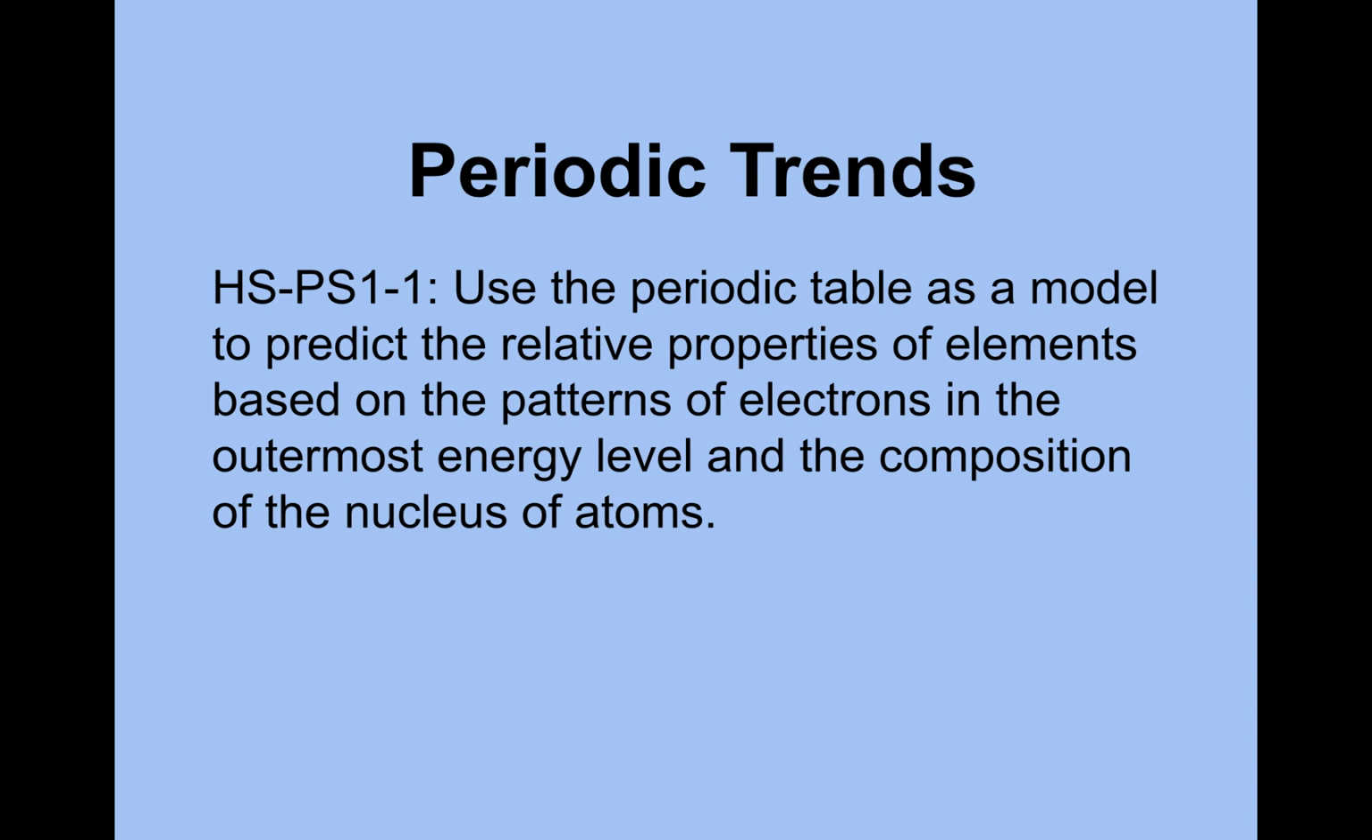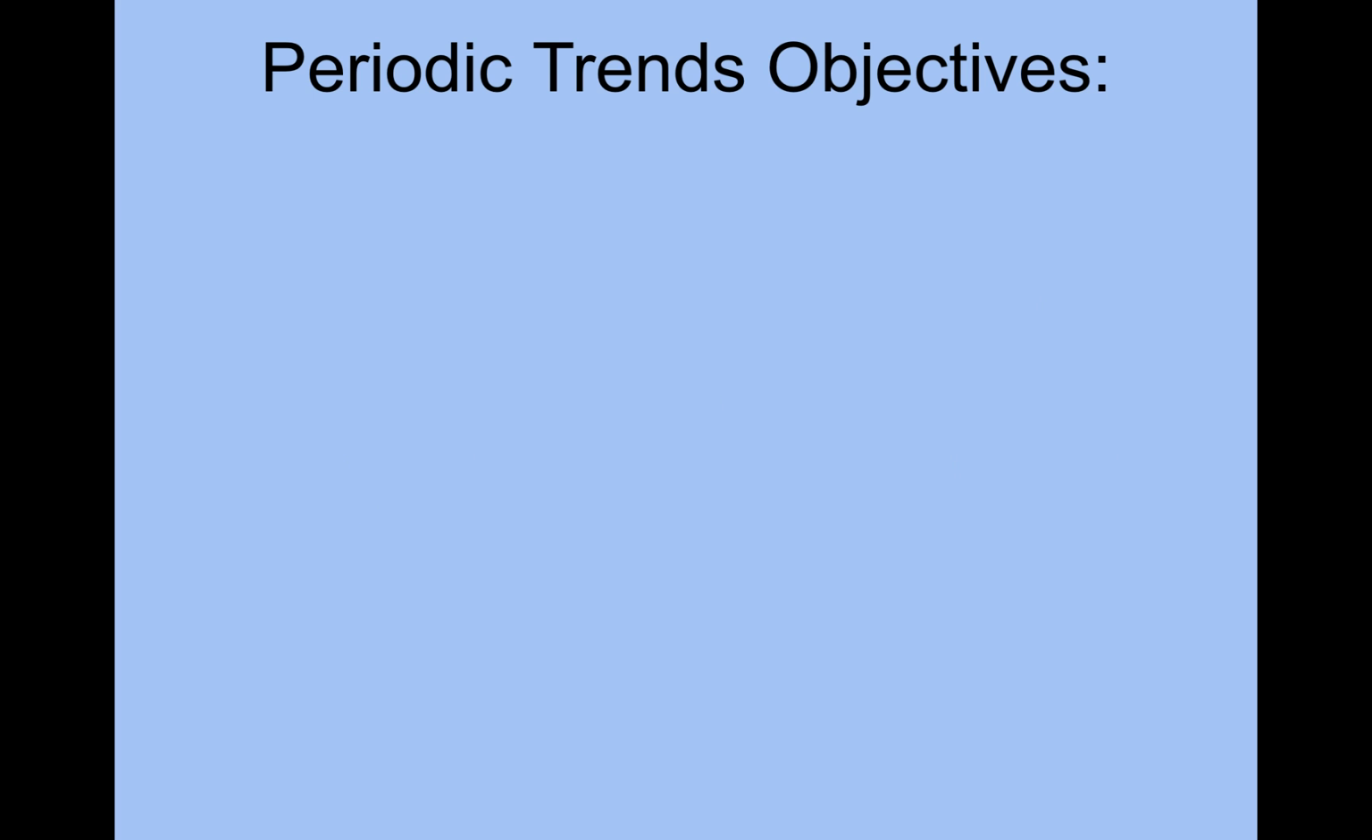Hi everyone! Today's lesson is on periodic trends. You will use the periodic table as a model to predict the relative properties of elements based on the patterns of electrons in the outermost energy level and the composition of the nucleus of atoms.